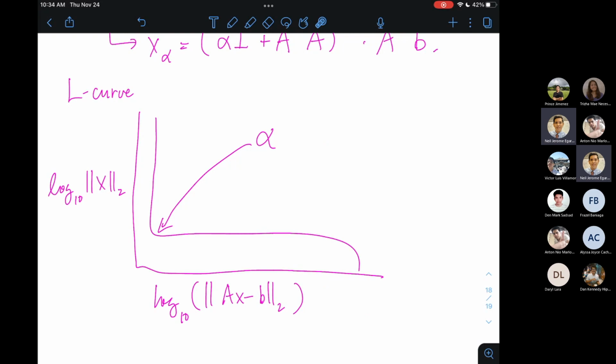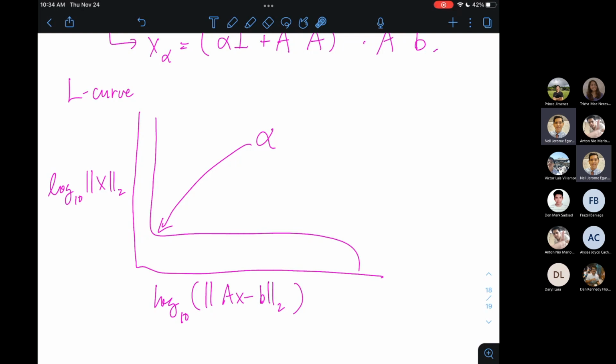Pwede mo nang sulitin, halimbawa hanggang 0.01 lang yung gusto ko na AX residual norm, then piliin mo na yung alpha na sakto doon. That is, if you cannot accept any error larger than 10 to the minus 2. Pero if you can afford a little bit and you see that there is much improvement in the solution norm, then choose that particular alpha, even if it's not in the corner. Pero yun nga, in principle, the corner will give you the near optimal alpha. Pero hindi siya totoo. Yun yung bad news ko sa inyo maya-maya.